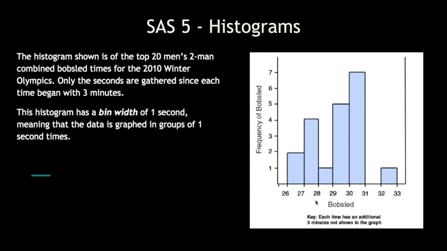This has a bin width from 28 to 29, etc. Each time has an additional 3 minutes not shown in the graph. So everybody's time is 3 minutes and a certain number of seconds. And we can see from here, very few people had a time above 30 seconds. All right?